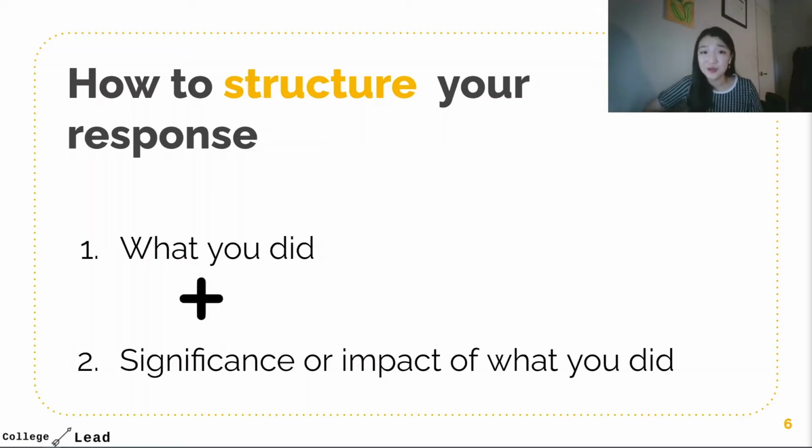You should assume that admission officers do not know what every single activity out there in the world is. So your job is to communicate your success in your extracurricular activities or the amount of work that you did in your extracurricular activities in this description here.